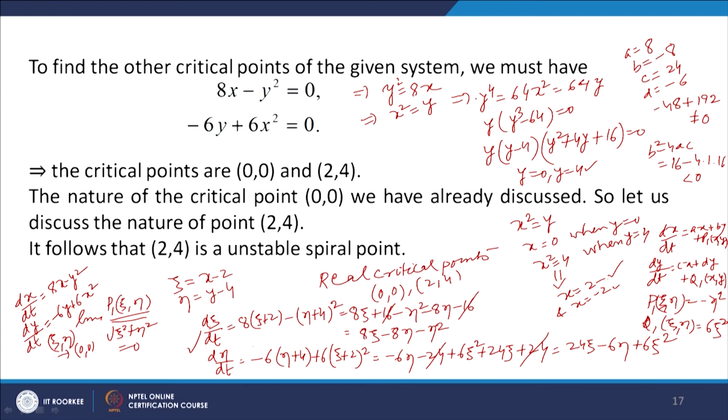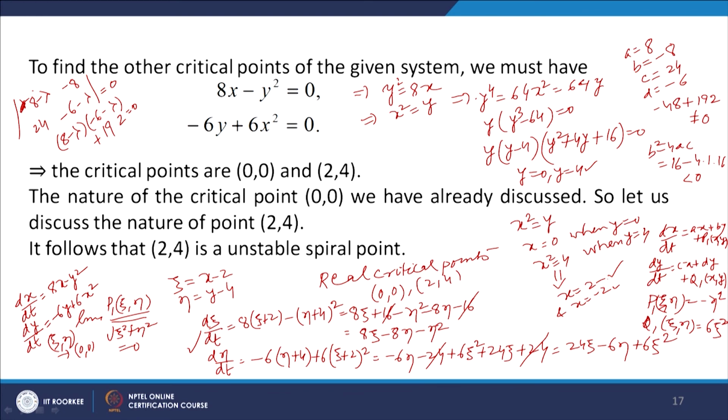Therefore, the critical point of this system, d xi by dt, d eta by dt, that is 0, 0 in the xi eta plane, will be the same as for the corresponding linear system. The eigenvalues for this system: we have 8 xi minus 8 eta, so 8 minus lambda, minus 8, and here 24 and minus 6 minus lambda, equal to 0. So, we will get 8 minus lambda into minus 6 minus lambda, plus 192 equal to 0.